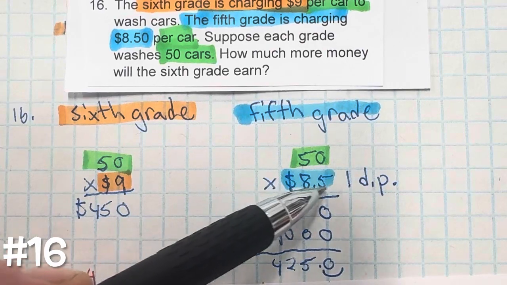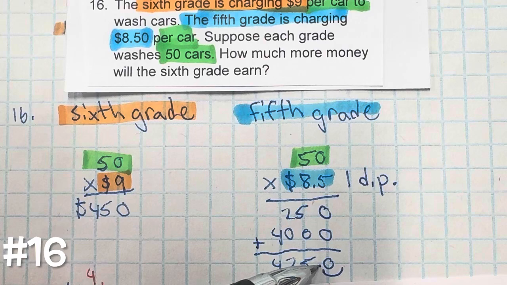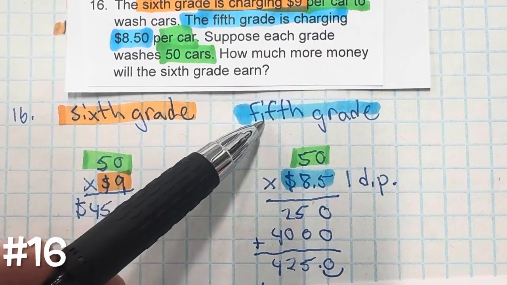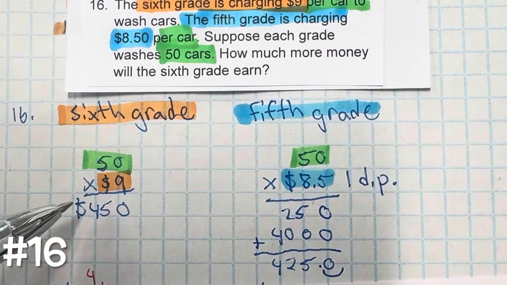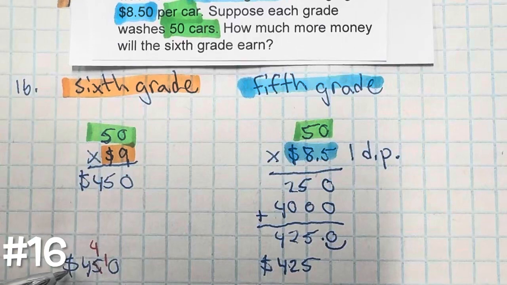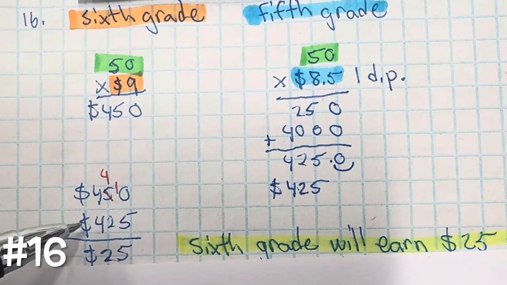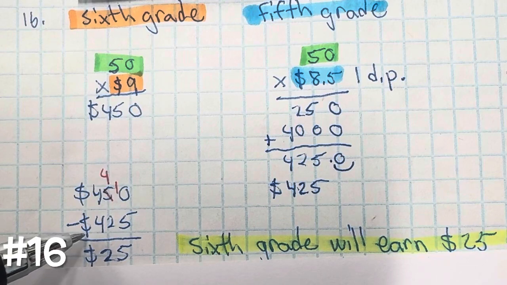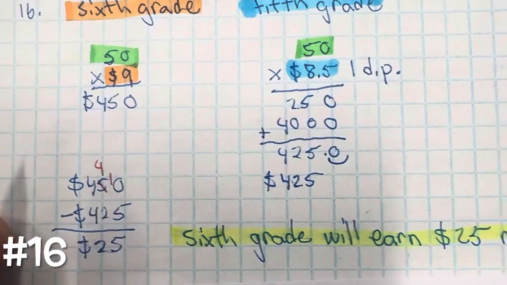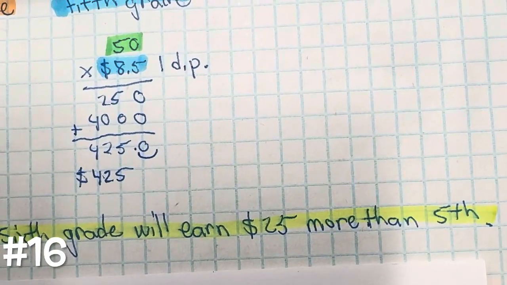Since we have one decimal place here, we're going to move this decimal place over 1. And so 5th grade made $425, and 6th grade made $450. So to find the difference between the two, we're going to subtract the amount 5th grade made from the amount 6th grade made, which equals $25. So 6th grade will earn $25 more than 5th.